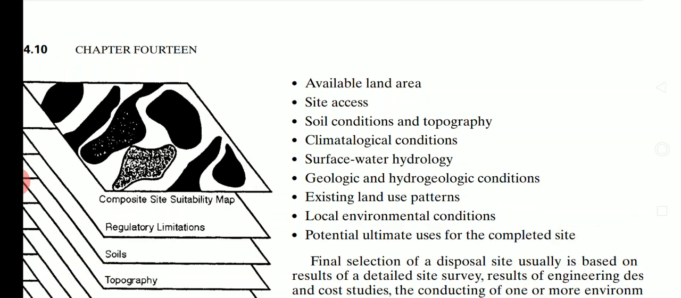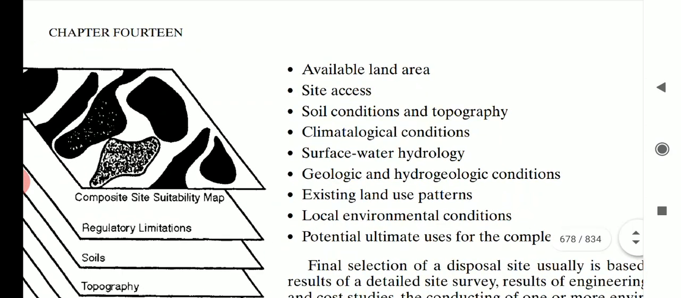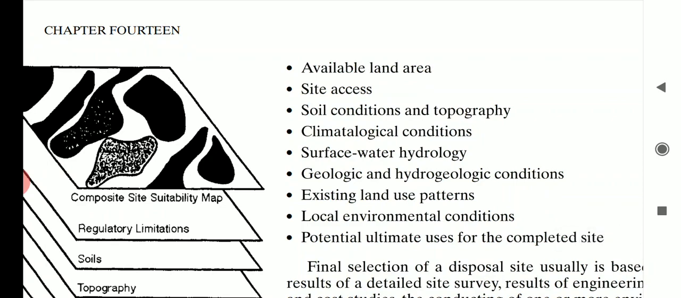Next is geological and hydrological condition. For geological condition, you should consider faults and the rocky strata. An area containing more faults should be avoided, because faults are the weakest points and may let the gas and the leachate percolate to the underground water. Hydrological conditions, in the sense of water table. You should consider the water table. Wherever the water table is near, that site should be avoided.